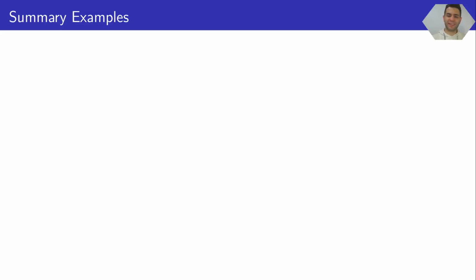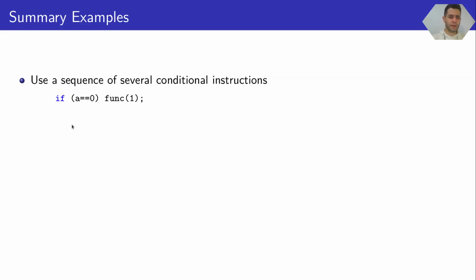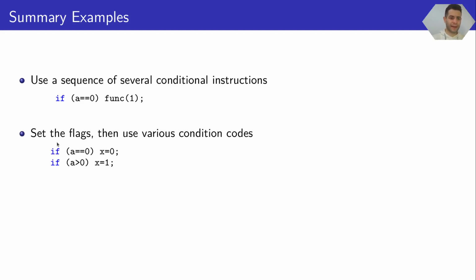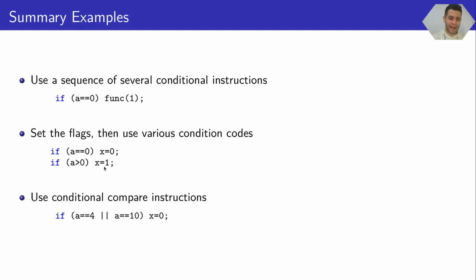Let's see a summary example in which I will show you how powerful ARM instructions can be. So let's start with this statement, and we are checking if a is equal to 0. We will branch to the function func with argument 1. Then if a is equal to 0, we also set x to 0. If a is greater than 0, we set it to 1. And the last statement: if a is equal to 4 or a is equal to 10, we will set x equal to 0. Let's see one possible solution.